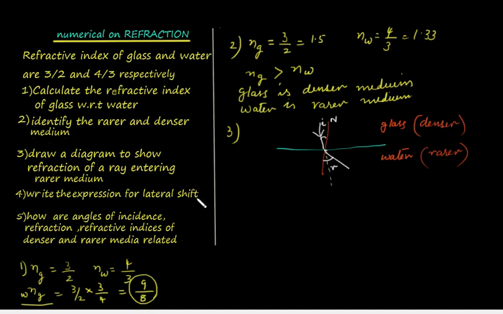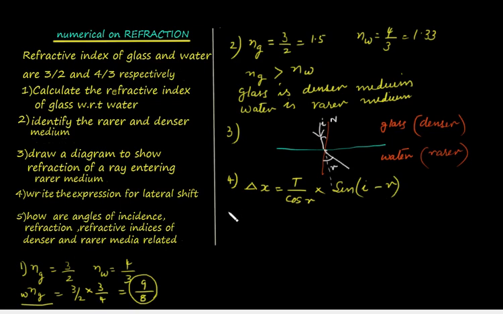What does the fourth question ask? The fourth question asks us to write the expression for lateral shift. We have derived an expression for lateral shift with reference to glass slab in the previous video. What was the formula that we got? That is delta x is equal to thickness t of the glass slab by cos r, where r is the angle of refraction, into sin(i minus r).